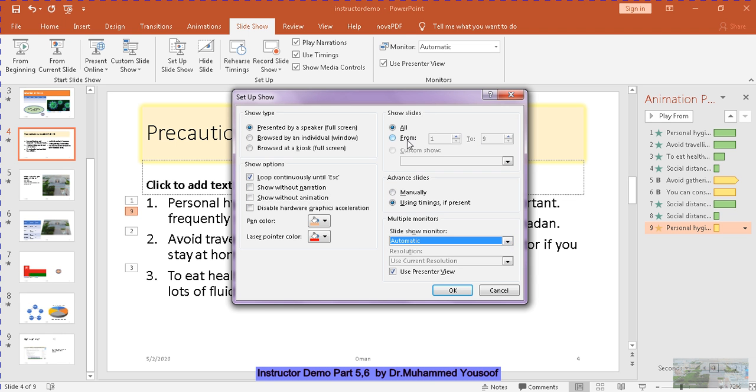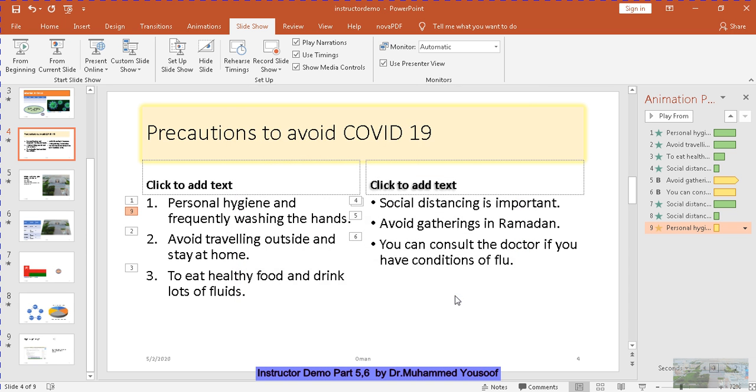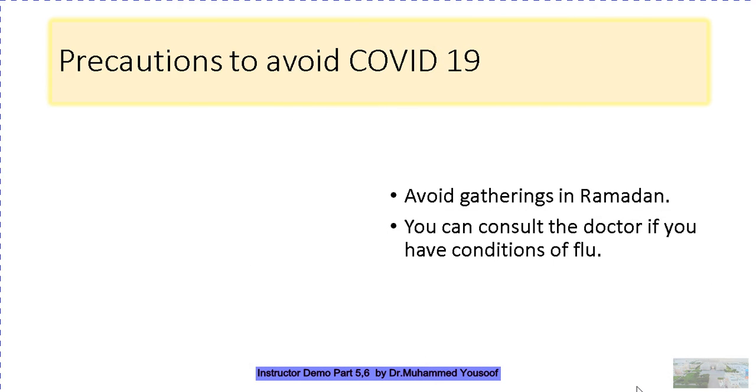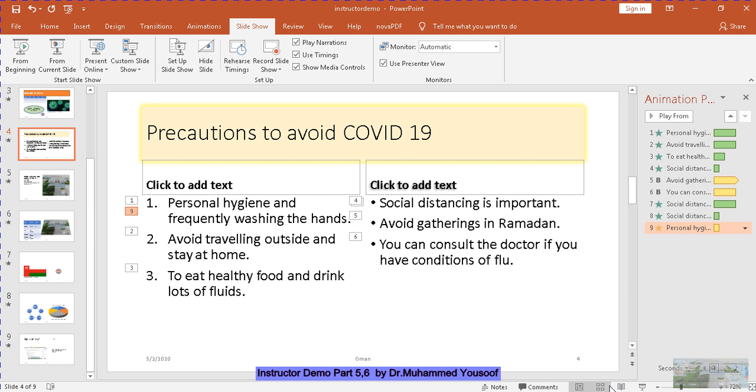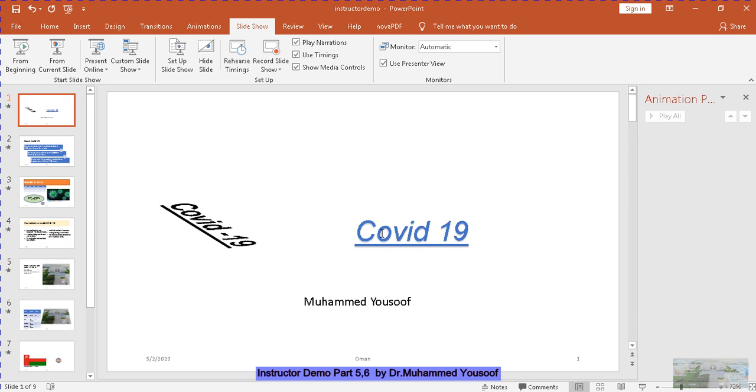Then you may want to run the slides from 1 to only 5, not all the slides. There are 9 slides, and I want to use only 5 slides now, not more than that. You can change the number: slideshow 1 to 5. Now let me run the slide. Let me start from the beginning. I go to the first slide and start the slideshow.